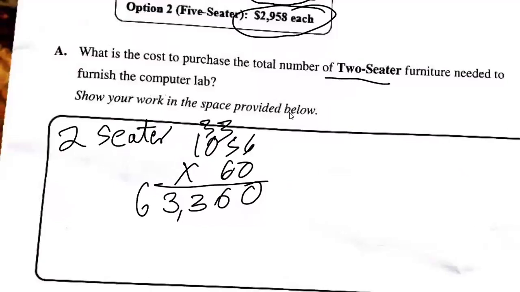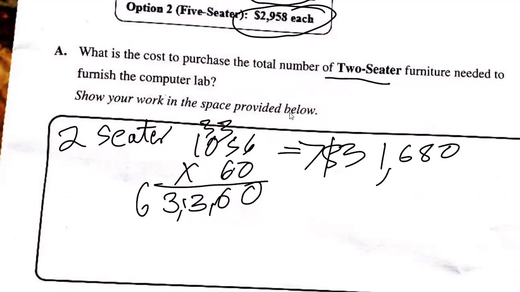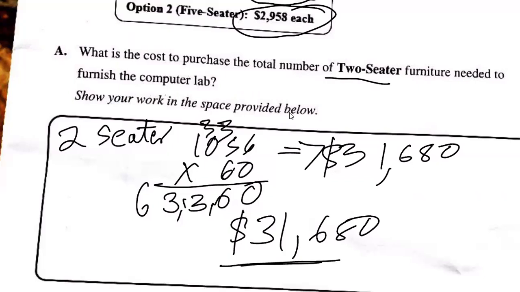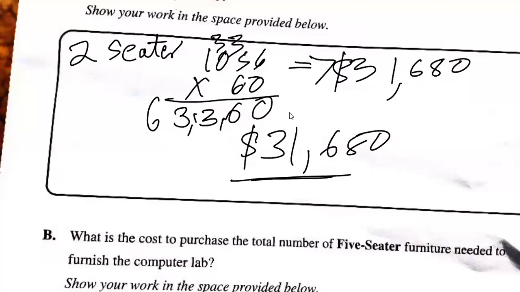But remember, we have to divide it by 2 because this price is for one chair. So it's supposed to be divided by 2. 2 into 6 goes 3 times. 2 into this goes 1 time, remainder 1. 2 into this 16 goes 8. And then we put the 0. So the actual figure would be 31,680 for the total 60 two-seater chairs, which is 30 pairs. That's why we divide by 2.